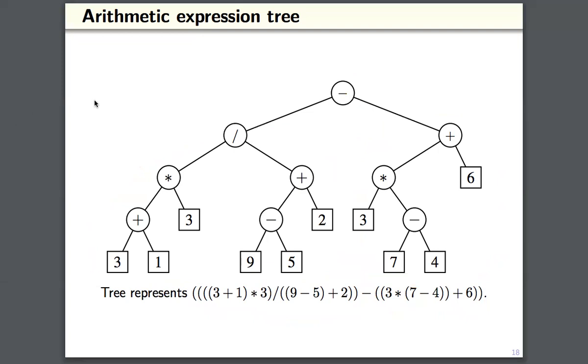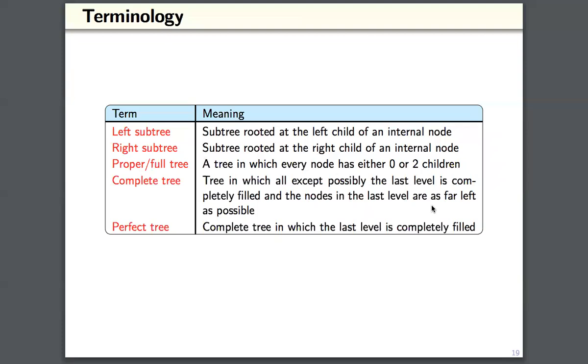Okay. So that's about the arithmetic expression tree. Next, let's define some of these. You know left subtree, you know right subtree. Let's define these 3 terms: proper tree, complete tree, perfect tree. Proper or full tree: what is a proper or full tree? A tree in which every node has 0 or 2 children. So this is simple, either 0 or 2 children. If a node has only 1 child, that is not a proper tree. A node cannot have 1 child.